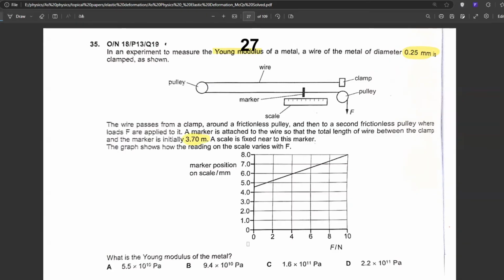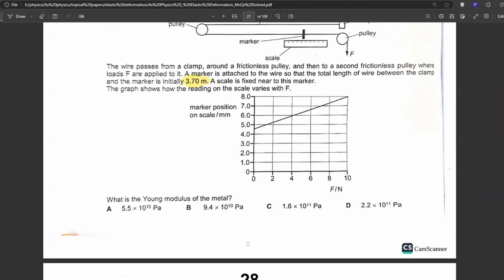So this is your L. A scale is fixed near to this marker. The graph shows how the reading on the scale varies with F. Perfect. What is the Young's modulus of the metal? So first of all, you have to realize that Young's modulus is equal to what? FL over AE. You can easily calculate F over E if you look at the graph.